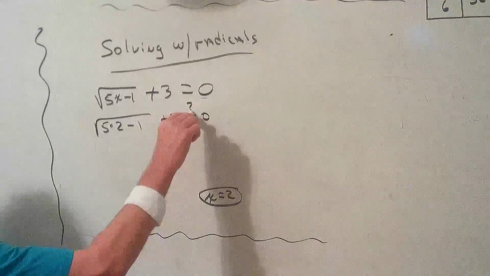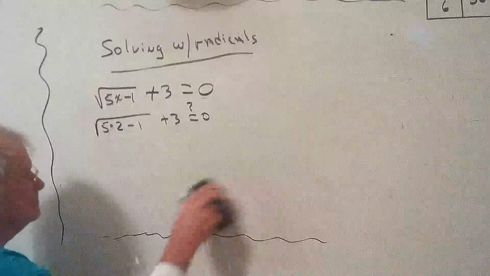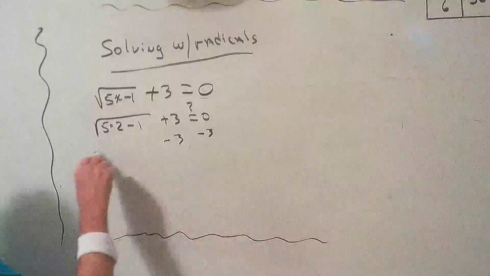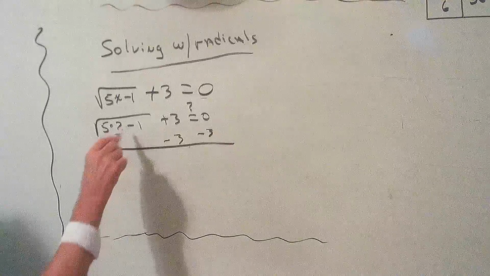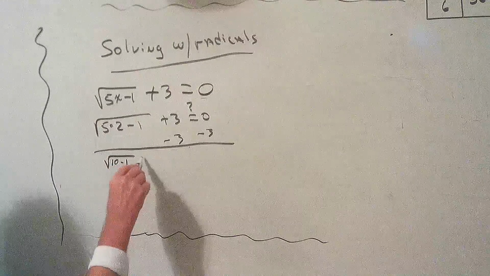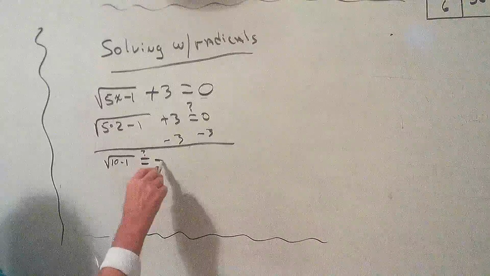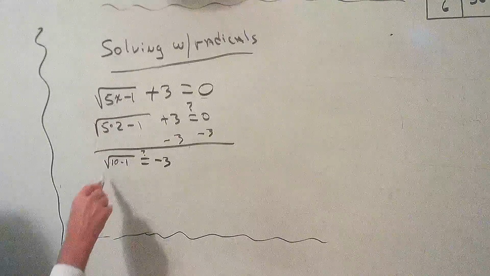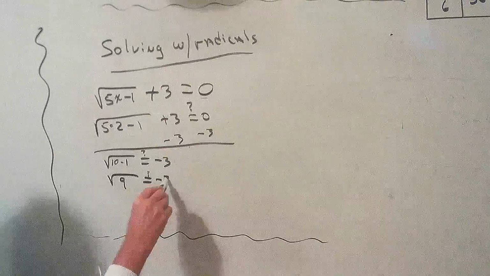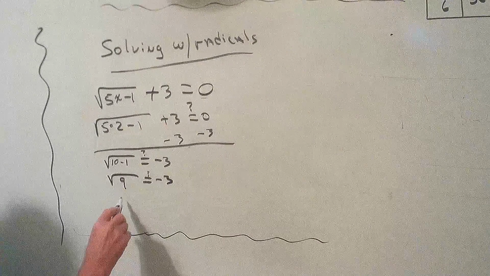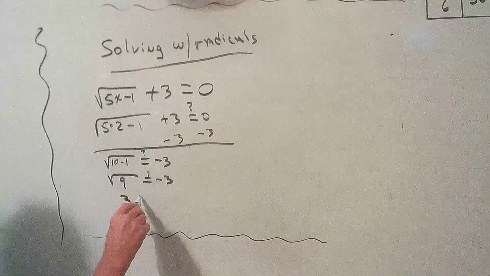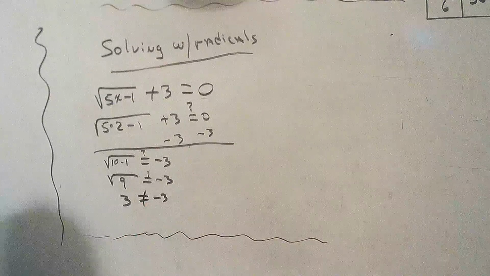Or does it equal 0? Now we subtract 3 from each side, and we get the square root of 10 minus 1, does it equal negative 3? Now 10 minus 1, of course, is 9. Does that equal negative 3? What's the square root of 9? 3. Three does not equal negative 3.